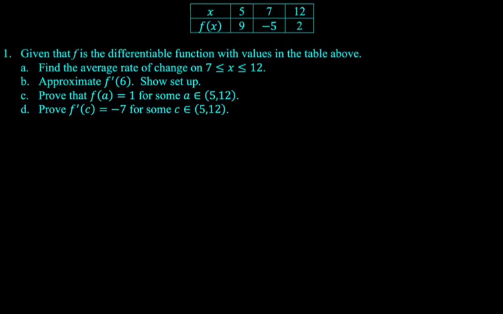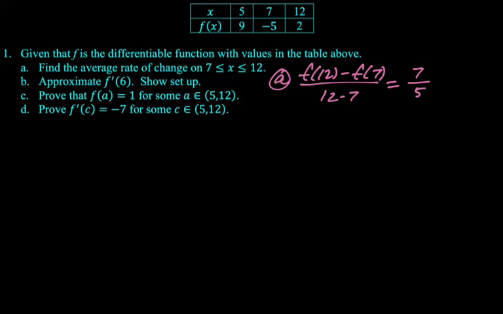Let's get started. All right, given that f is the differentiable function with values in the table above, find the average rate of change, which is just Algebra 1 slope, from 7 to 12. So that shouldn't be so bad. We're going to just set up our slope formula, right? f of 12 minus f of 7 over 12 minus 7. f of 12 is 2. f of 7 is negative 5, so 2 minus negative 5. We're going to end up with 7 over 5, and that's part A.